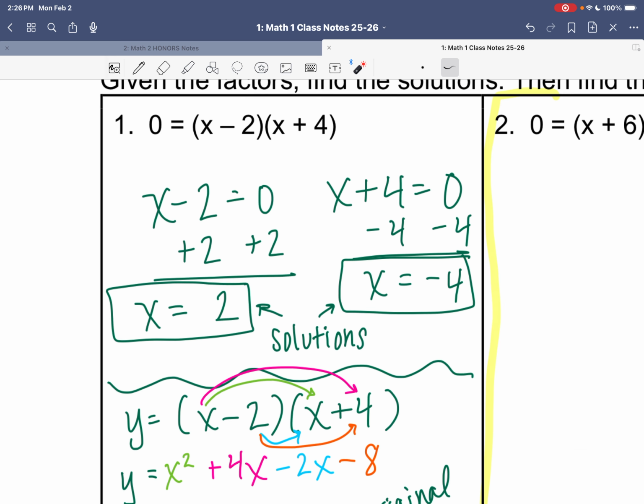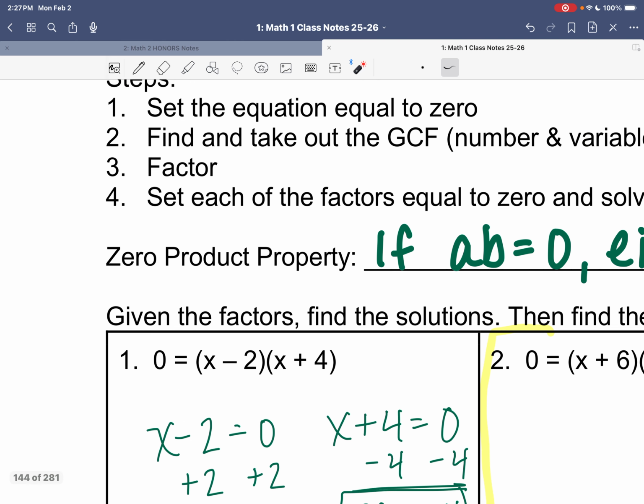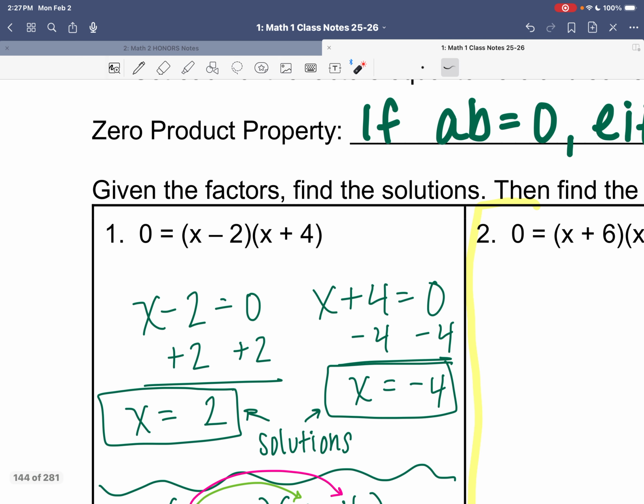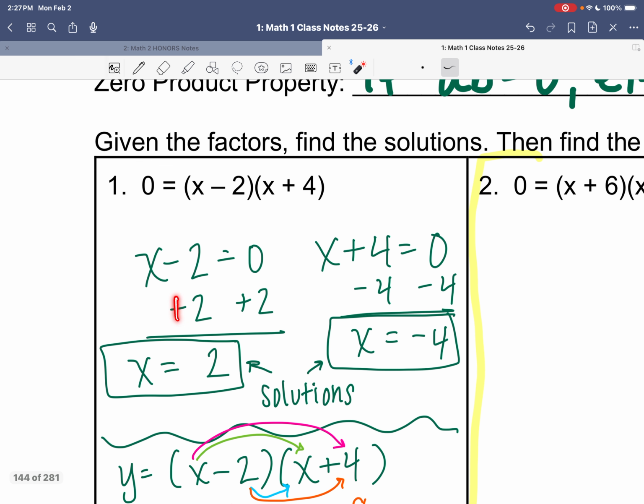So let's get started with this first one. What we're going to do, it's already set equal to 0, so we're good there. We don't have to worry about any GCFs because it's already in factored form. So we're going to take this and equal it to 0. Then we're going to take this factor and equal it to 0, and then just solve for x.